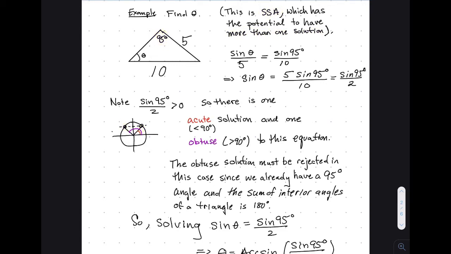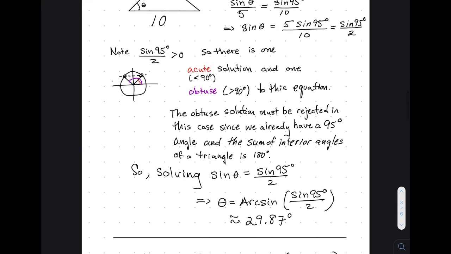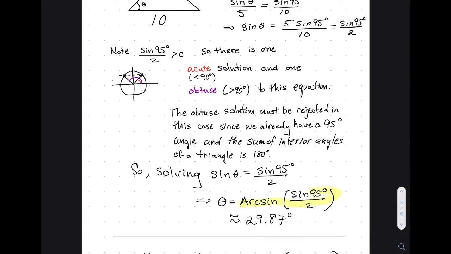So we can use the arc sine to find the acute solution, and that is 29.87 degrees approximately.